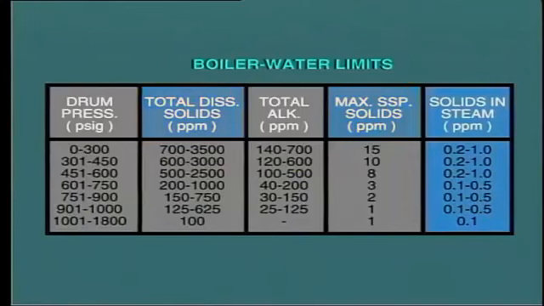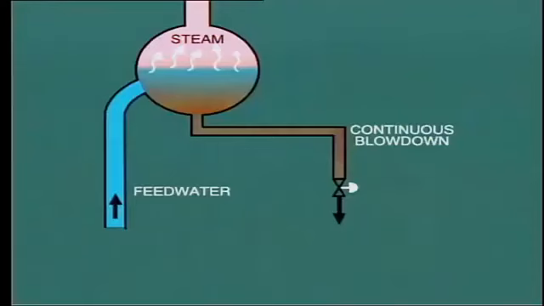The problem of scaling is aggravated at higher steam pressure because of the higher saturation temperature of the water. Therefore, as we see here, the permitted limit of concentration is much lower when the boiler operates at higher steam pressure. But how can we reduce the concentration of solids? Well, one method is by continuous blowdown. That is, a regulated quantity of water discharged from the bottom of the drum to waste. A control valve is fitted to allow us to regulate the quantity of continuous blowdown.